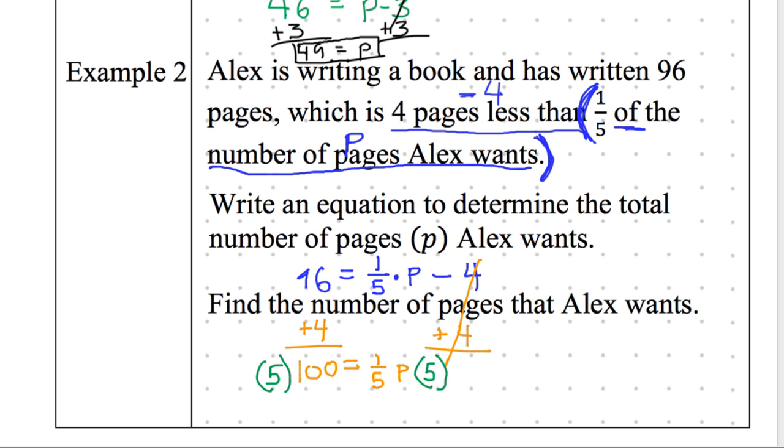When I multiply both sides by 5, the 5 and the 1/5 cancel each other out. 5 times 1/5 is just 1. And I need to do 5 times 100, which is 500, is equal to P. And what do you do to your final answer, Fernando? Box it.